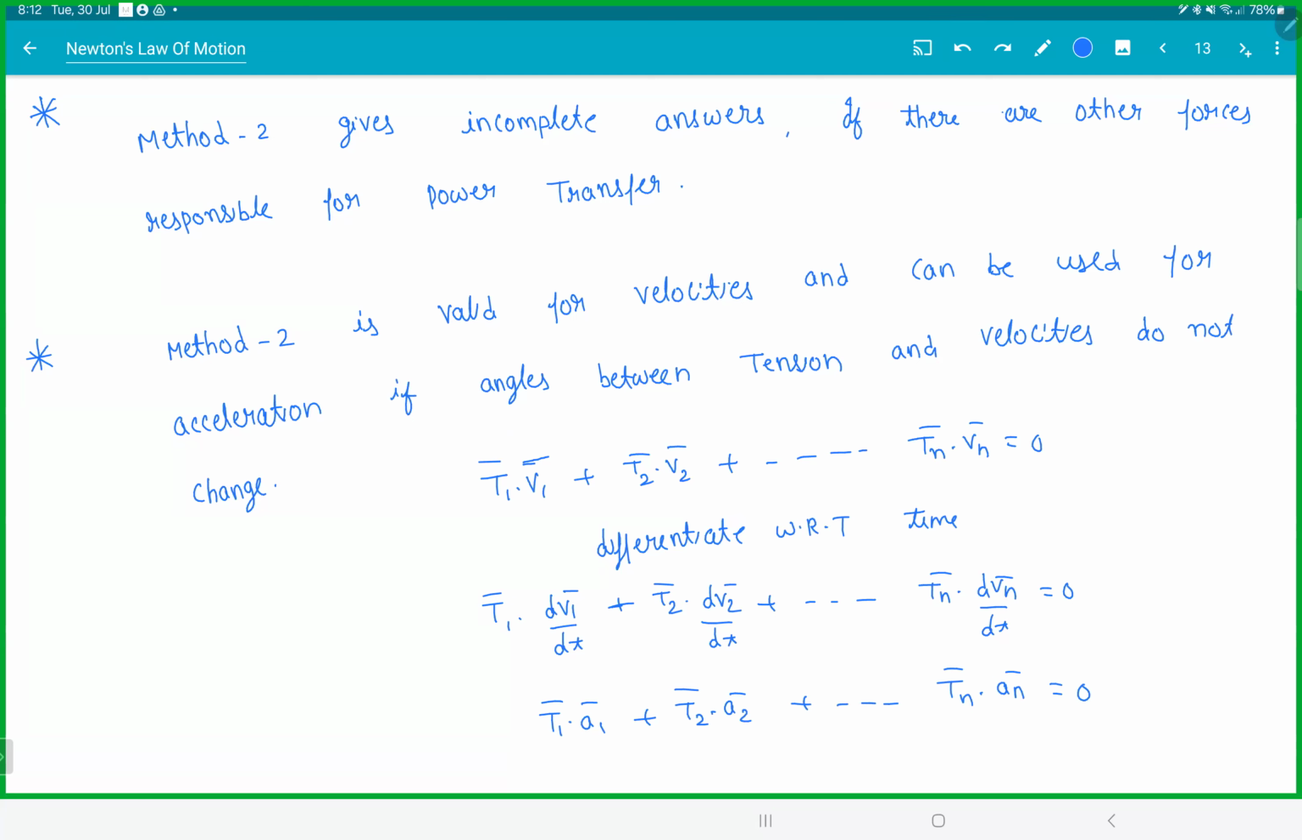So in method 2, primarily you need 3 things. Power is F bar dot V bar. Second thing, tension strings always pull. Third, the sum of T1 bar dot V1 bar, the total sum is 0. The total power is 0 basically. Any doubt so far? Please ask me.